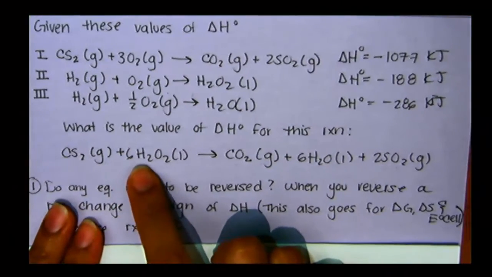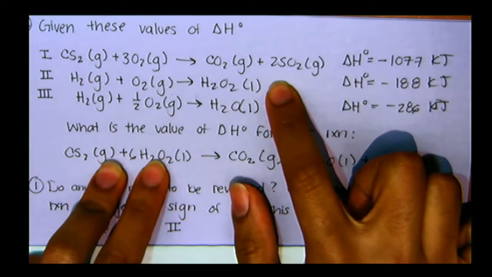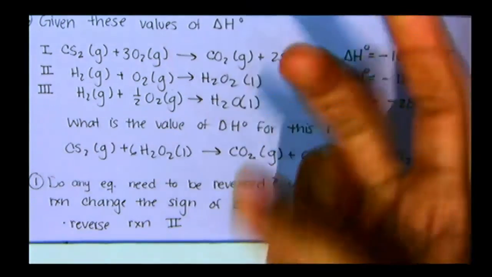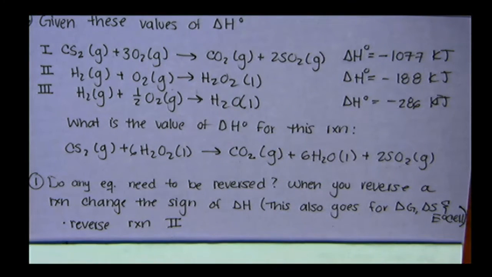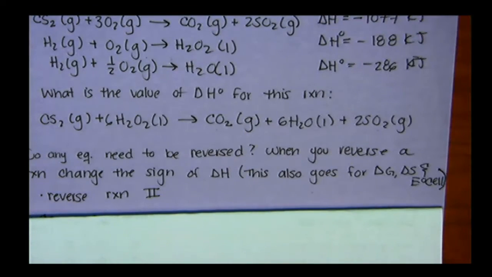If you reverse an equation, you just change the sign. And that also goes for delta S, delta G, and E of cell. If you reverse a redox reaction, a half reaction for redox, you're just going to get the opposite E of cell. So that works for delta G, delta H, and your E of cell. If you reverse a reaction, you just reverse the sign. So in this case, reaction number 2 was reversed. Change the sign from negative to positive.